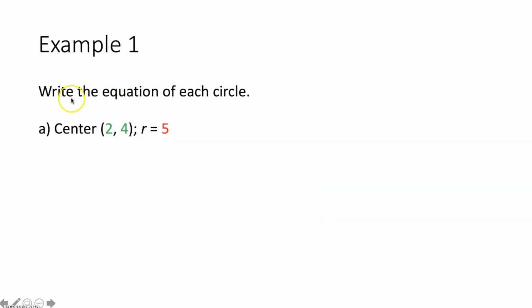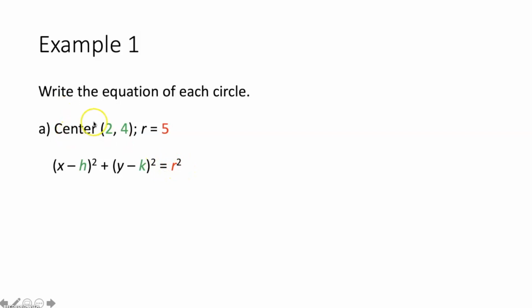Example time. Example 1 says write the equation of each circle. So we have a circle with a center at 2, 4 and a radius of 5. These questions are super easy. You just need to remember the equation of a circle in the coordinate plane. That would be x minus h, the quantity squared, plus y minus k, the quantity squared, is equal to r squared. Now we just plug in what we know.